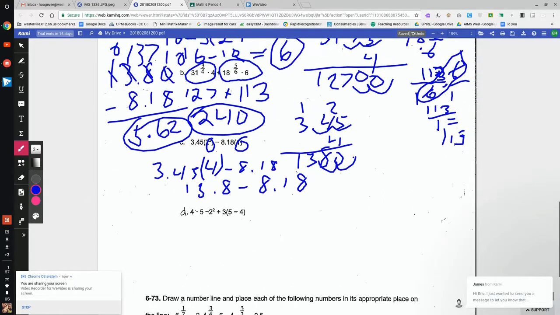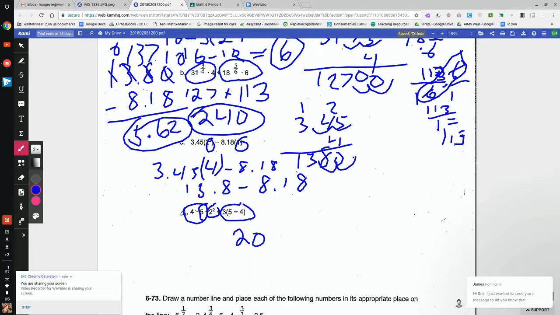Kind of leave that up there. D, I got 4 times 5 minus 2 squared plus 3 times 5 minus 4. So we got problems here. I got my 2 squared here, and I got my 4 times 5 there. So parentheses, why not start?